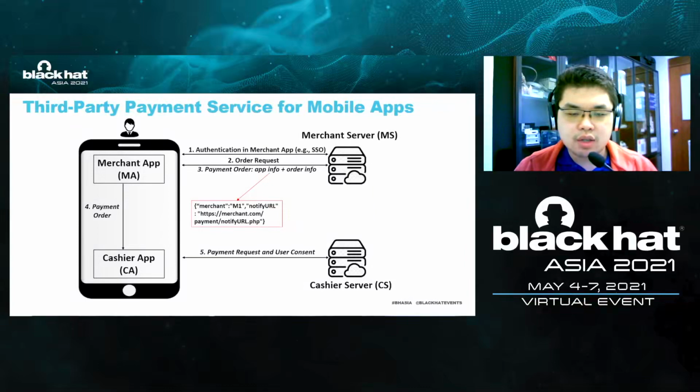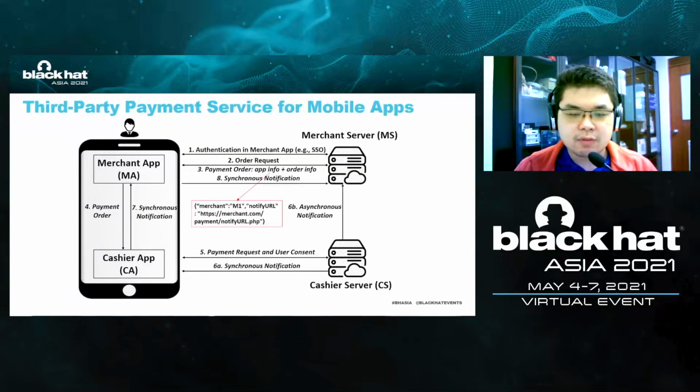Then the merchant app forwards the payment order to the cashier app in step 4, while the cashier app will present the payment details, such as the total amount, to the user for authorization. Once the user authorizes the payment, the cashier will generate a payment request to its server, or just the cashier server, in step 5.